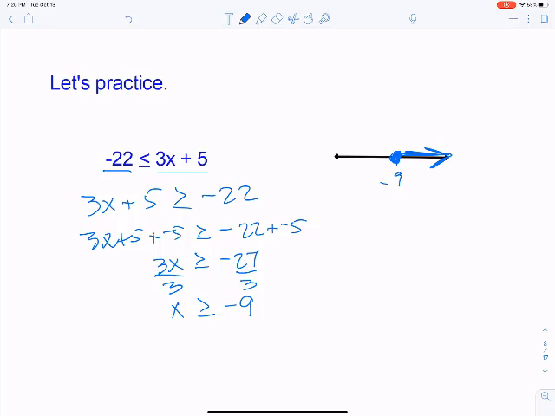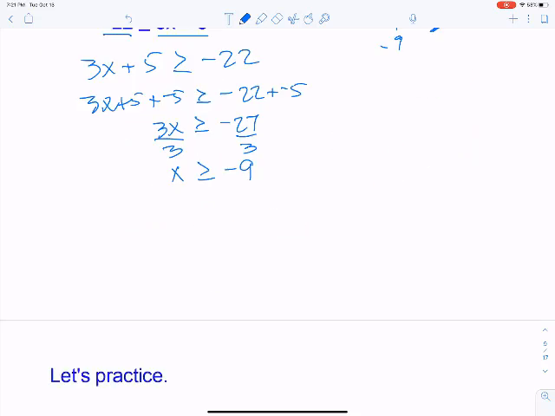Now, I'm going to check this one just to make sure. One value that is within this solution set right here is 0. So I'm going to plug a 0 in. So negative 22 is less than or equal to 3 times 0 plus 5. So negative 22 is less than or equal to 3 times 0 is 0, plus 5 is 5. So negative 22 is less than or equal to 5. So it works. Okay, let's try another one.